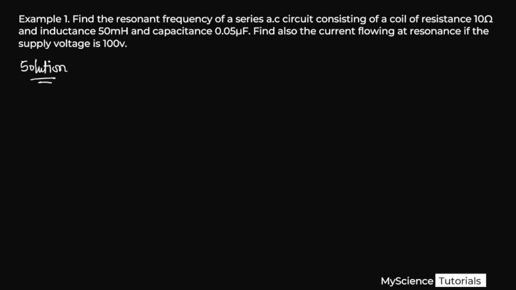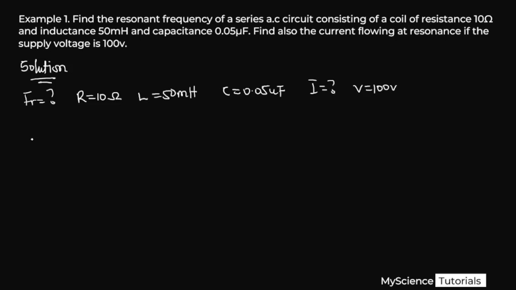So as usual, the first thing I need to do is to write down all the parameters that I have. So I was asked to find resonant frequency, which I don't know. And then I was told that we have a coil having a resistance of 10 ohms, an inductance of 50 millihenry, and then we have a capacitor having a capacitance of 0.05 microfarad. I was also told to find a current, which I do not know, if my voltage supply is 100 volts. Okay, so let's go ahead and find the resonant frequency, FR.